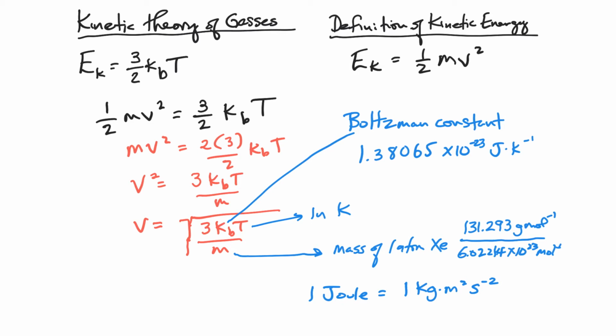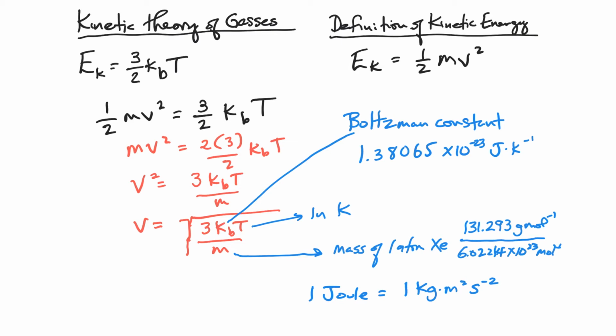And for the mass, we want 1 atom of xenon. This is simply from the periodic table: 131.293 divided by Avogadro's number, 6.022 times 10 to the 23rd. When you reduce that, it'll be the mass of 1 atom of xenon.